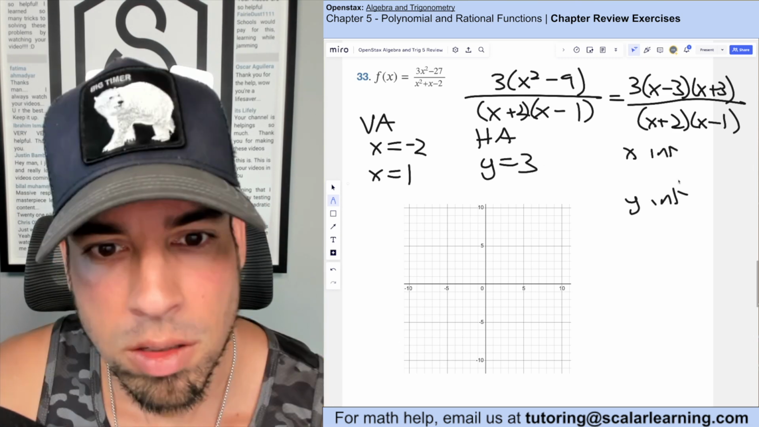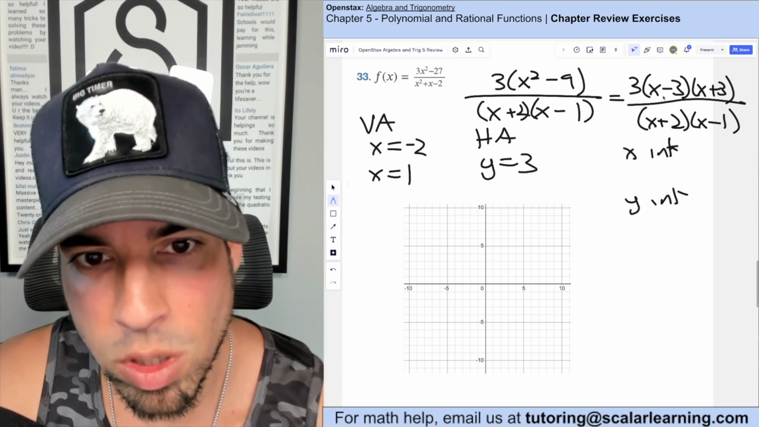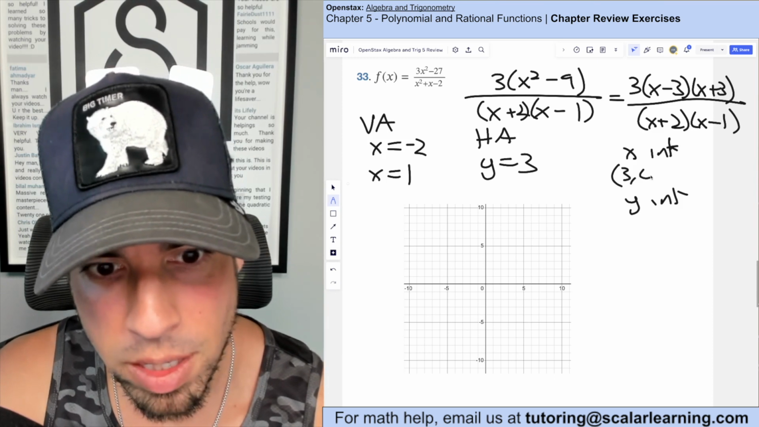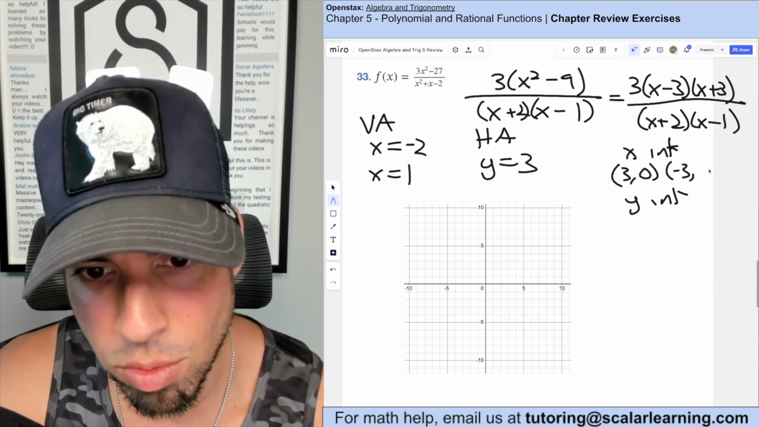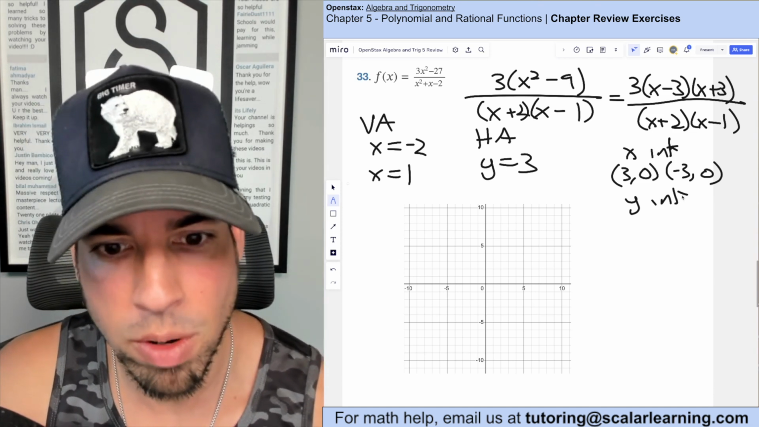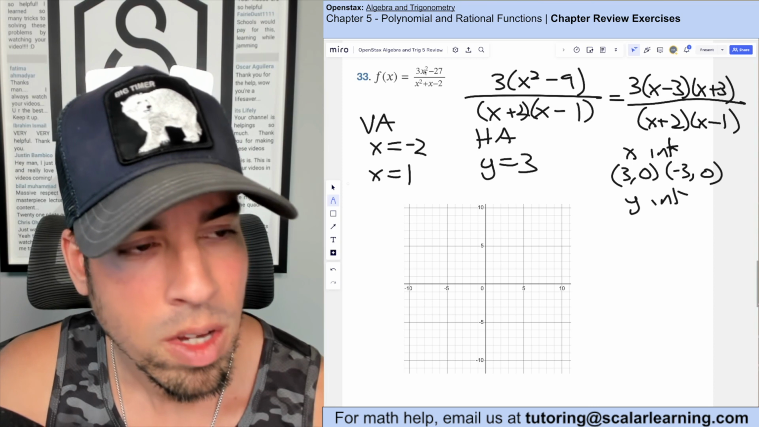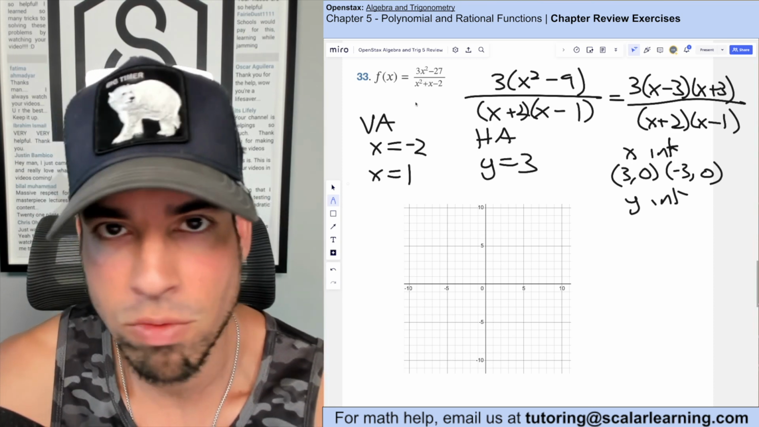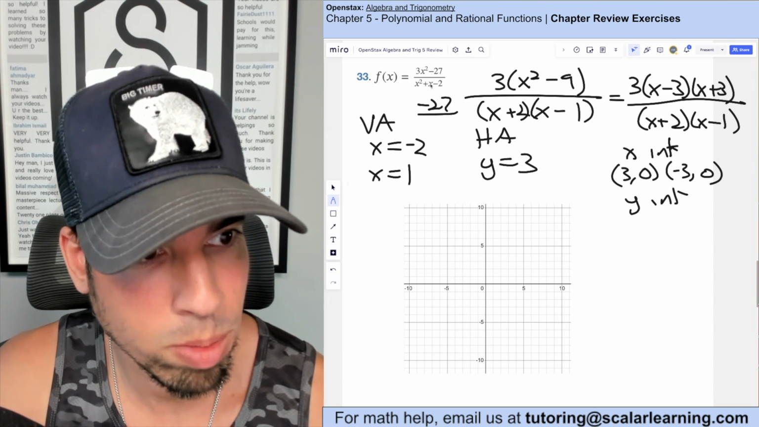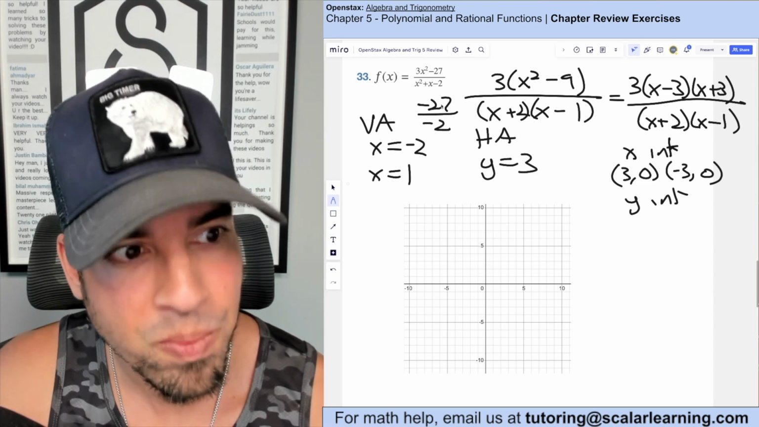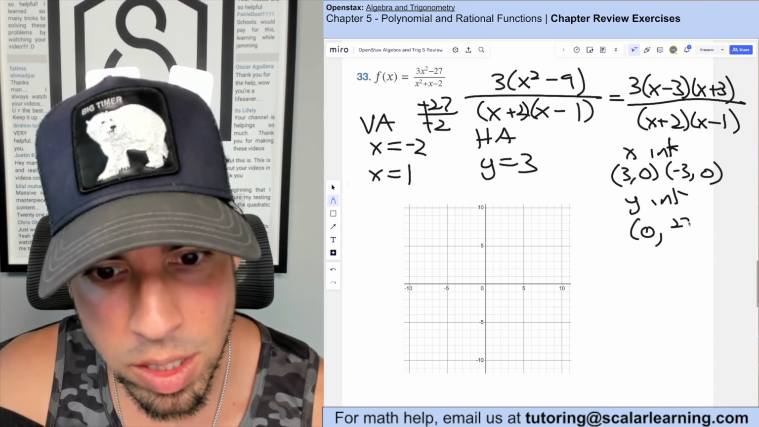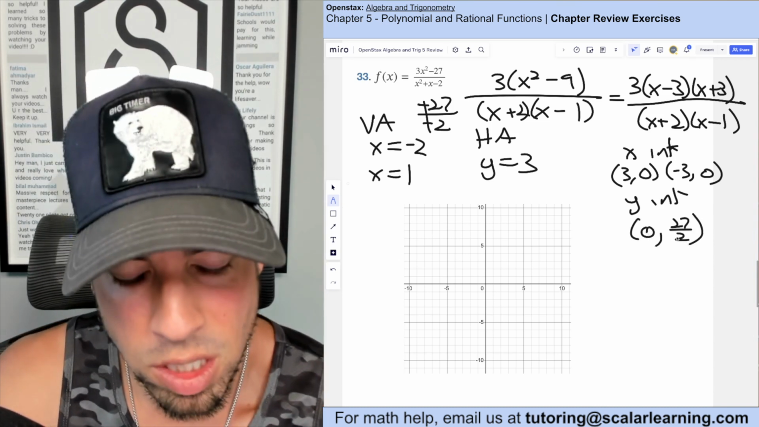which is just 3. Now, when we talk about the x-intercepts, we're looking for what zeroes out the numerator in this nice factored form. That's going to be positive 3 and also negative 3. So those are my two x-intercepts. And then my y-intercept is when I plug 0 in for x and I solve for y. So 0 in here. And I'm going to the non-factored form just because it's faster. So then I get negative 27 over 0 plus negative 2, which is negative 2. So the negatives cancel out and you get 27 over 2, which is about 13.5.